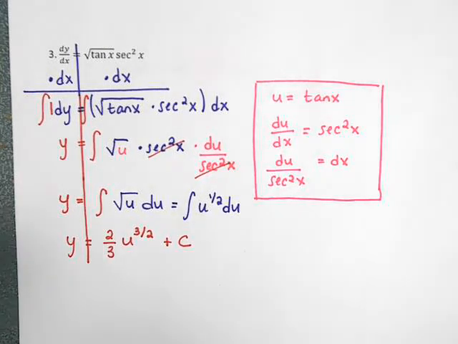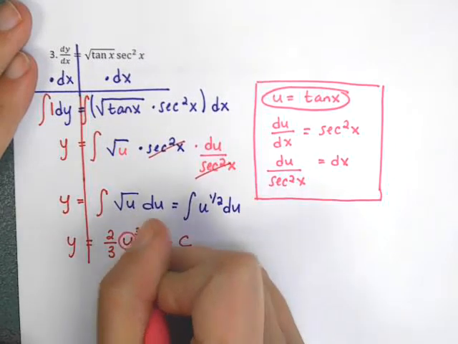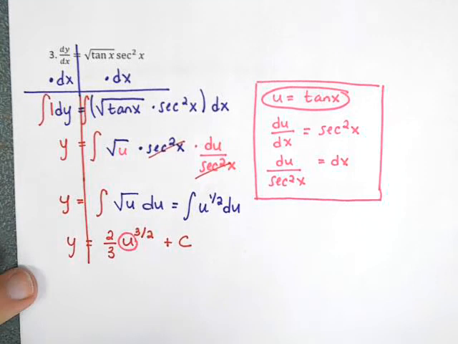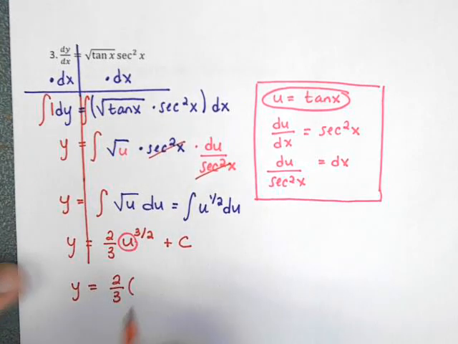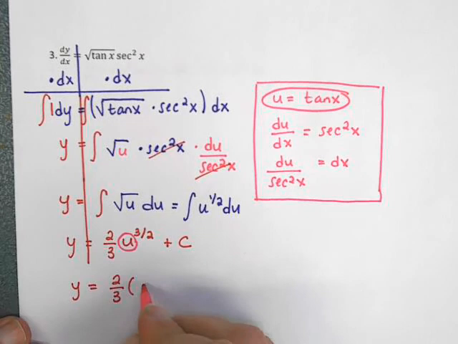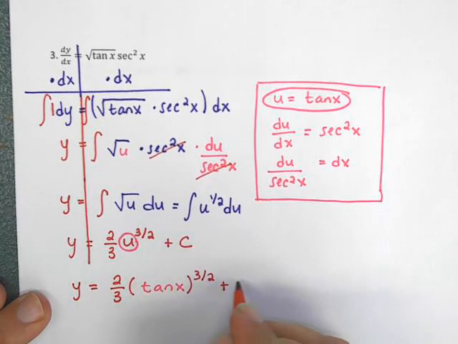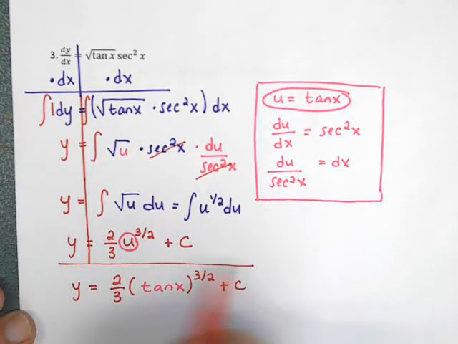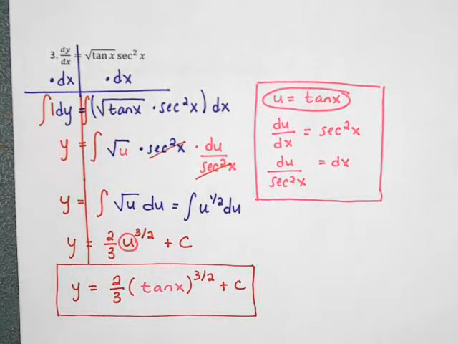So what I need to do is I need to take this u and re-substitute it into this function so that my function has y's and x's again. So I would have 2/3, and instead of u, I would write tangent of x to the 3/2 power plus c. Since we don't have an ordered pair here, we can't figure out the particular solution, so we're going to leave this answer as the general solution.